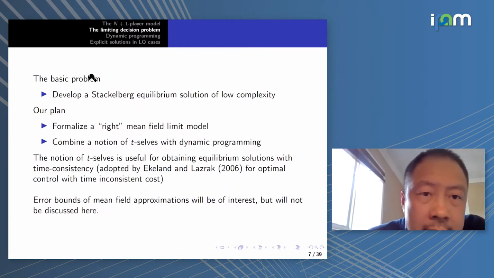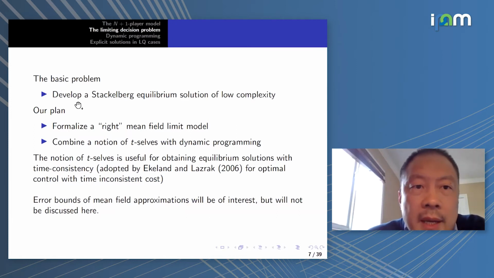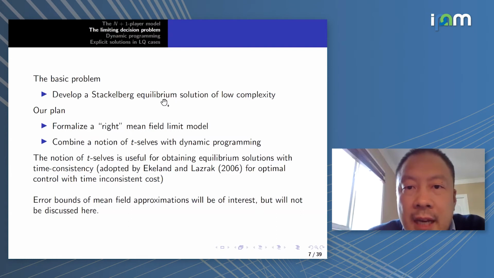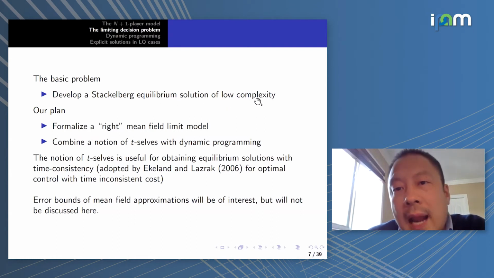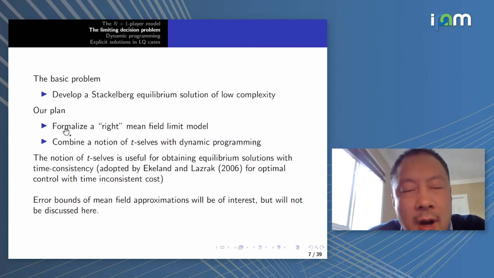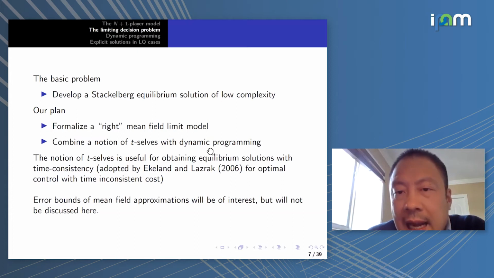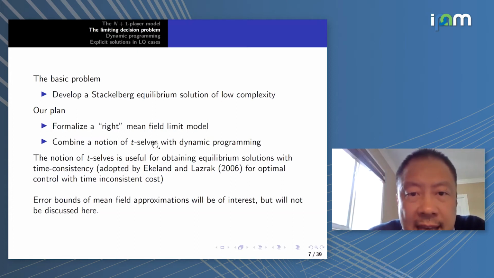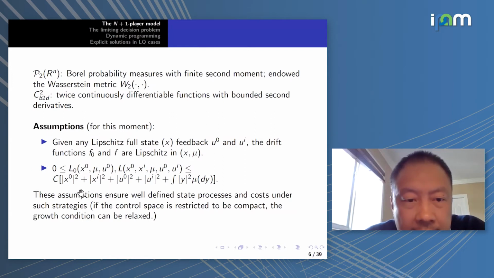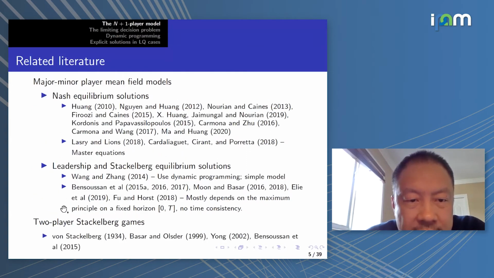So here, the basic problem is to develop a Stackelberg equilibrium solution of low complexity, and our plan is to formalize a mean field limit model. We will then combine a notion of t-selves with dynamic programming. So in the end, this approach is different from what is done here, mostly through the stochastic maximum principle.